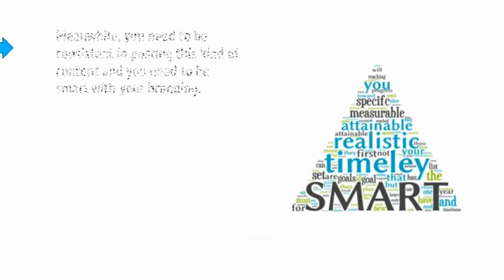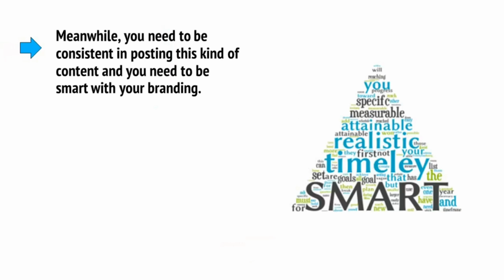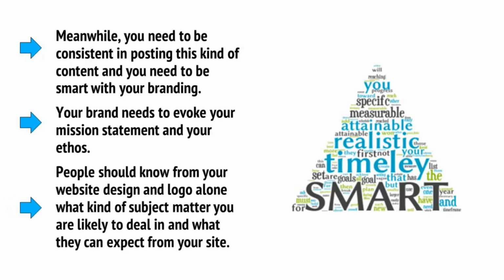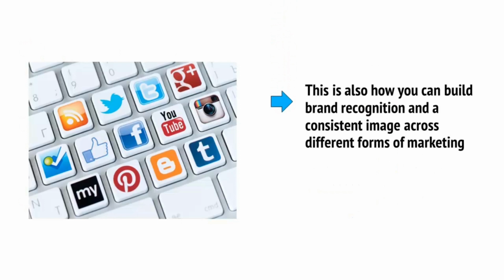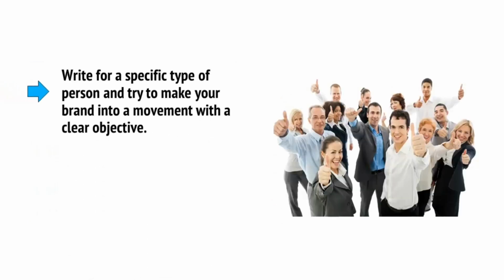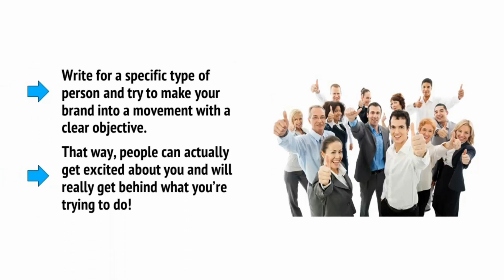Meanwhile, you need to be consistent in posting this kind of content and you need to be smart with your branding. Your brand needs to evoke your mission statement and your ethos. People should know from your website design and logo alone exactly what kind of subject matter you're likely to deal in and what they can expect from your site. This is also how you can build brand recognition and a consistent image across different forms of marketing, including on different forms of social media. Write for a specific type of person and try to make your brand into a movement with a clear objective. That way, people can actually get excited about you and will really get behind what you're trying to do.